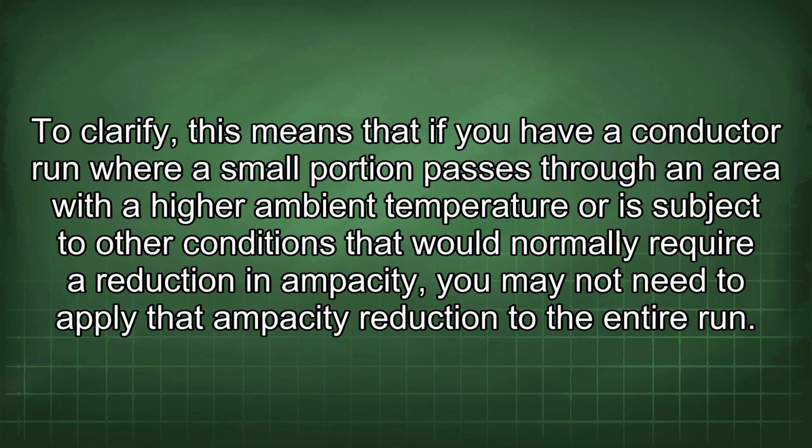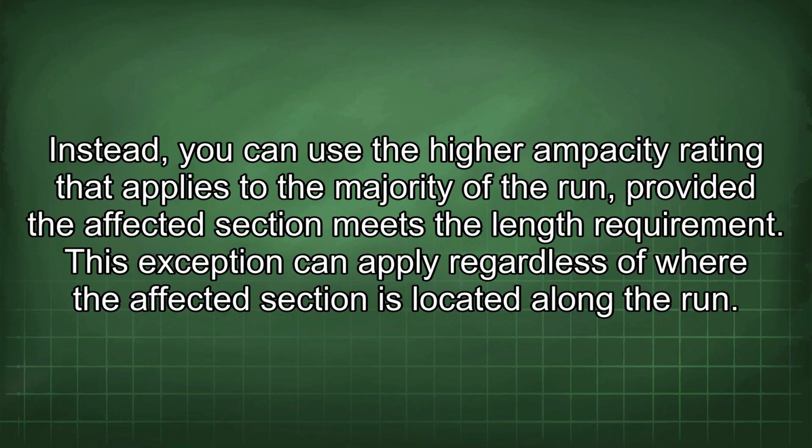To clarify, this means that if you have a conductor run where a small portion passes through an area with a higher ambient temperature or is subject to other conditions that would normally require a reduction in ampacity, you may not need to apply that ampacity reduction to the entire run. Instead, you can use the higher ampacity rating that applies to the majority of the run, provided the affected section meets the length requirement. This exception can apply regardless of where the affected section is located along the run.